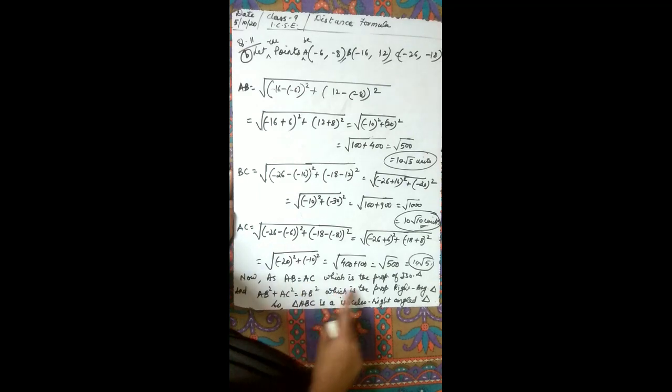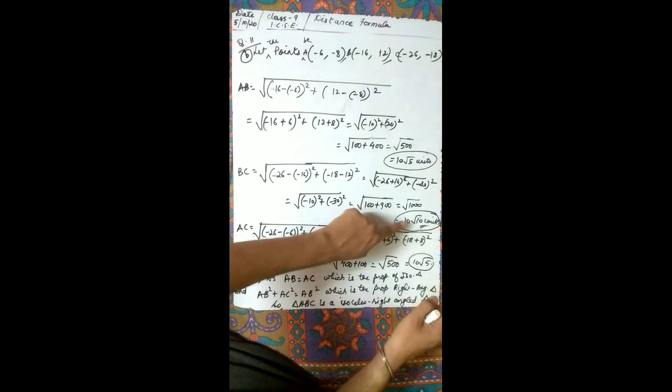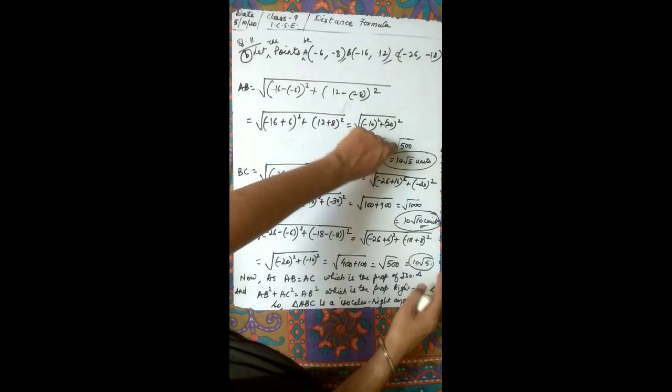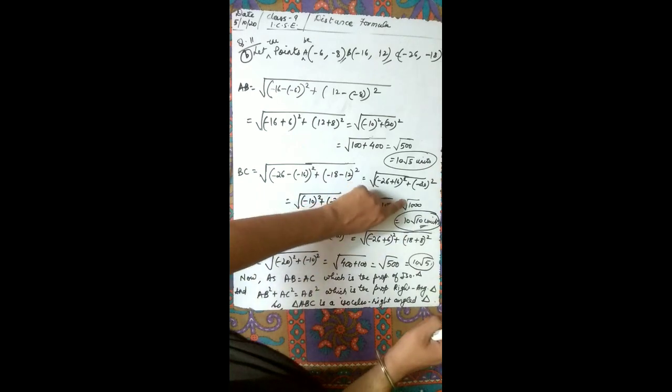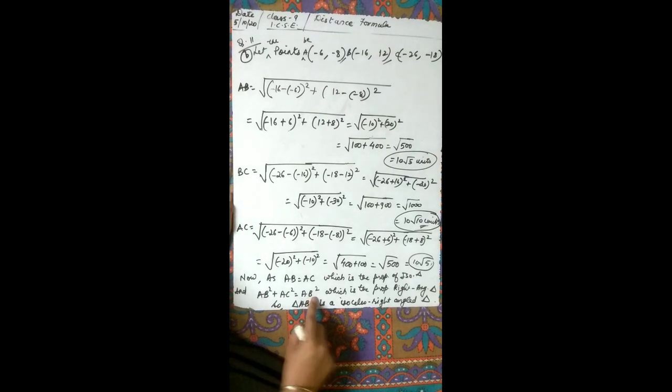As you can see, AB is equal to AC, which is the property of an isosceles triangle. And one more thing: if you square both of them and add, you will get the square of this one. The square of this is 500, the square of this is 500, which is 1000, and the square of the third is 1000. So equal. So AB square plus AC square is equal to BC square, which is a property of a right angled triangle. Hence both properties are matching. So we can say that triangle ABC is an isosceles right angled triangle.